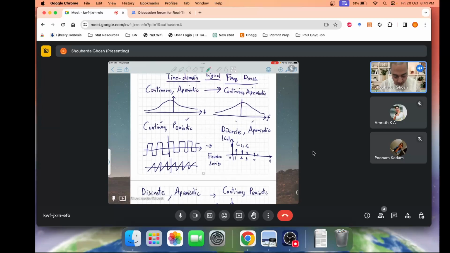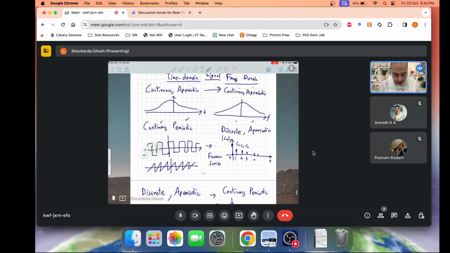When you have a continuous and aperiodic signal in time domain, in frequency domain also it's continuous and aperiodic. As you can see, Gaussian becomes Gaussian. When you have continuous and periodic in time domain, it becomes discrete and aperiodic. Continuous leads to aperiodic and periodic leads to discrete. This is the important thing.